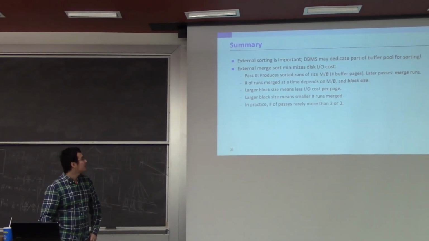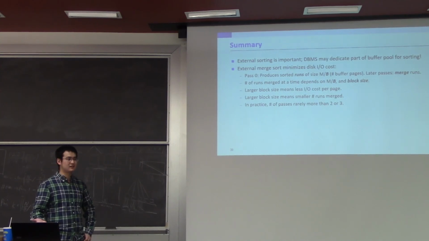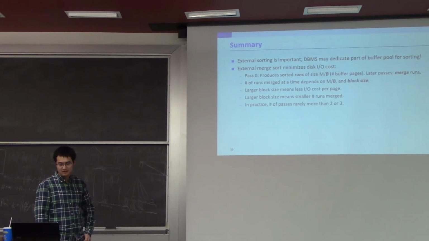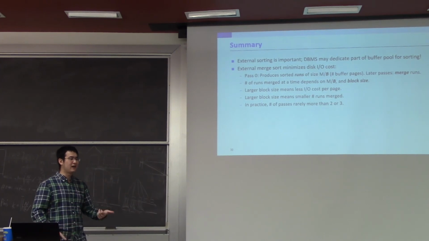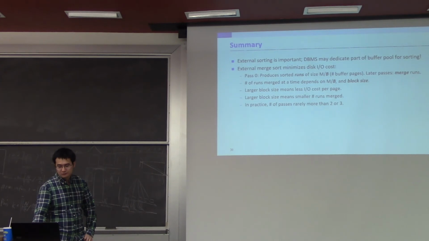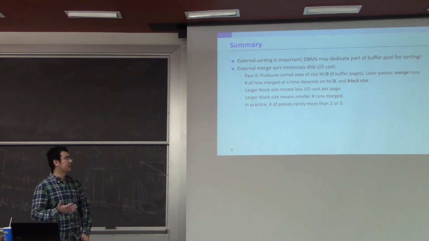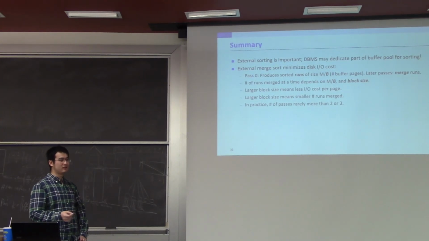So in summary, external sorting, of course, is very important in DBMS, as Feifei will mention in the next few lectures. When you do a lot of things like query evaluation, GROUP BY or DISTINCT, or you just have an ORDER BY clause in your SQL query, you need sorting, right? It's very important. So a DBMS may have dedicated parts of the buffer pool for sorting only.